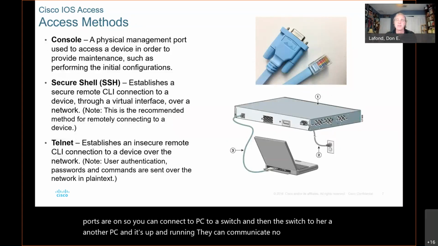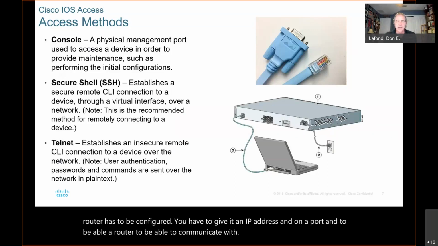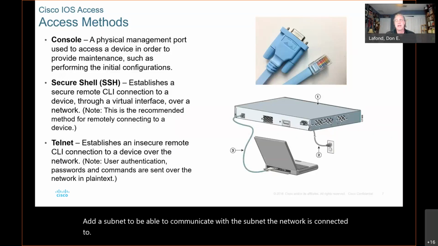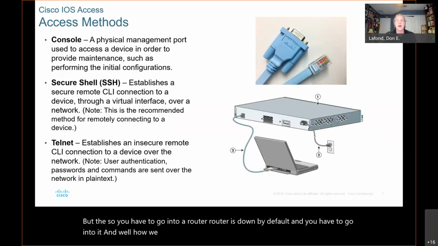Now, a router has to be configured. You have to give it an IP address on a port, to be able to communicate with a subnet, the network it's connected to. So you have to go into a router. A router is down by default, and you have to go into it. And how we initially configure a router is using a console cable.